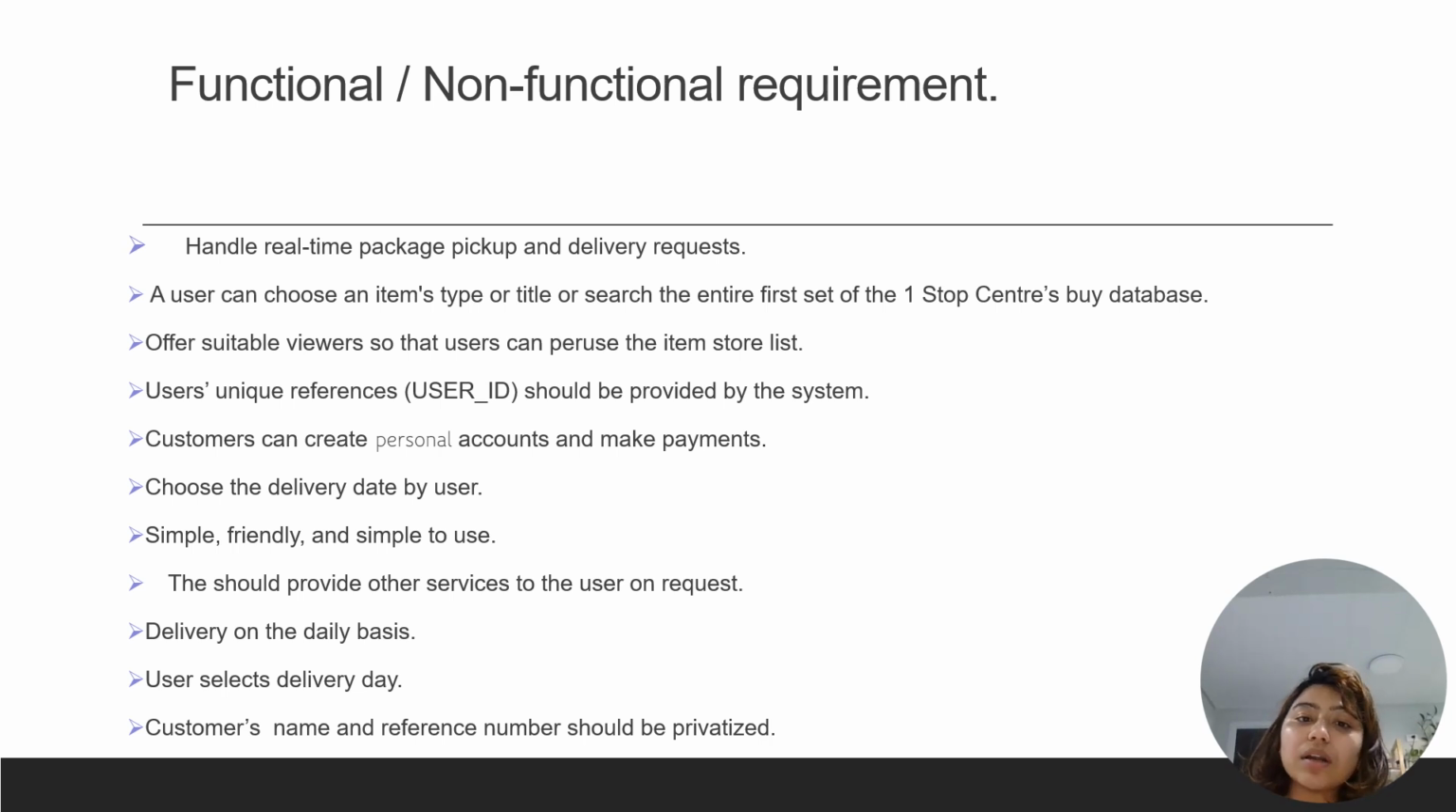So, moving with the non-functional requirements. They should provide other services to the user on their request. If they need, the organization should provide them extra services which are simple, friendly, and very simple to use. It is also done on a daily basis, and the day should be selected by the users. And lastly, the customer name and reference number should be kept private because the customers don't want to reveal their names on the sites.